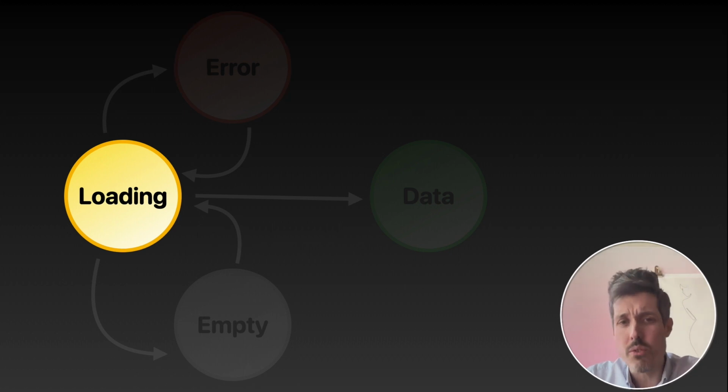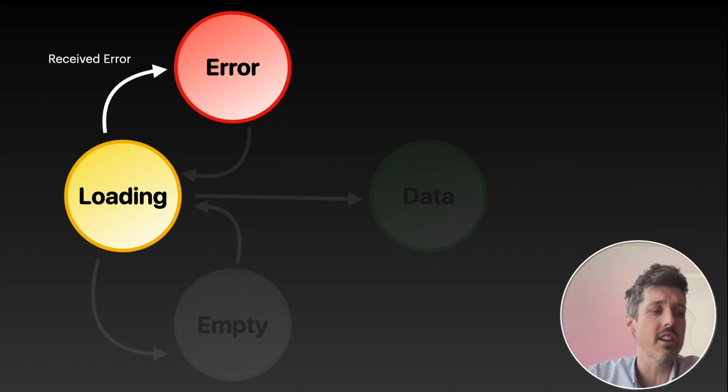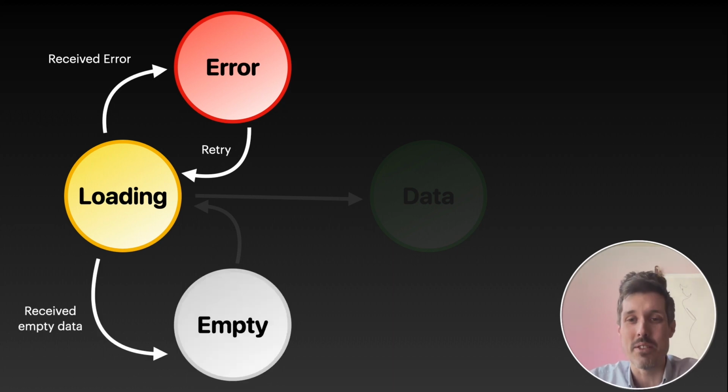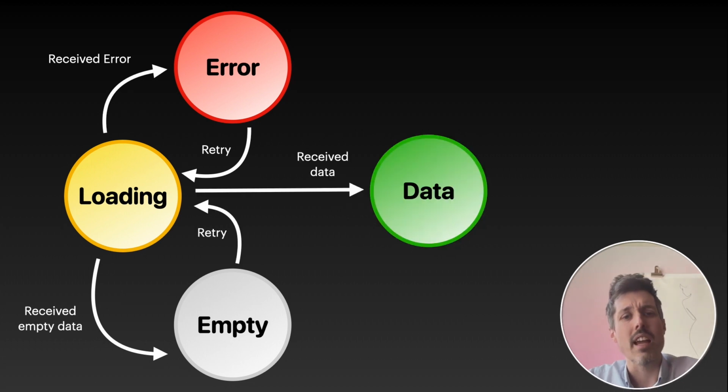When we navigate to a screen, we start in the loading state. We may encounter an error, which brings us to an error state. Then we can hit a button to try again, return to the loading state, and hope it works. Eventually, we receive data from the server. If it's empty, we can display an empty state, again with a button to try again. And if not, we simply display the data.